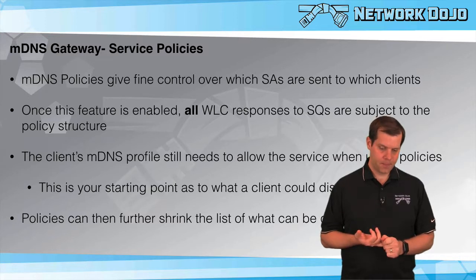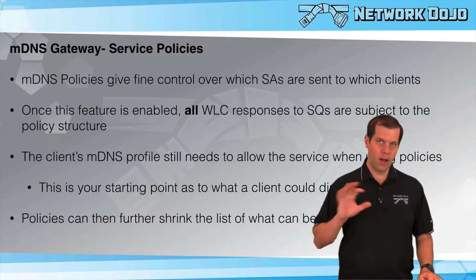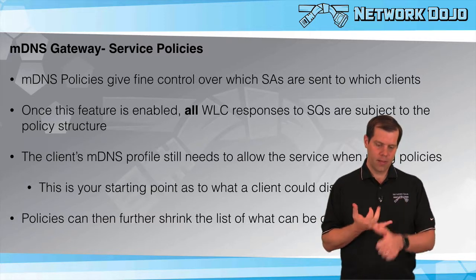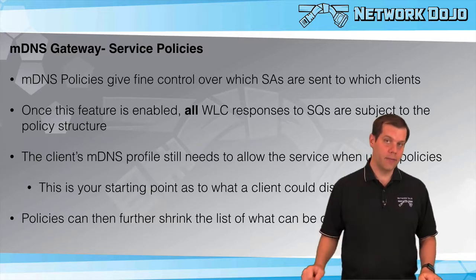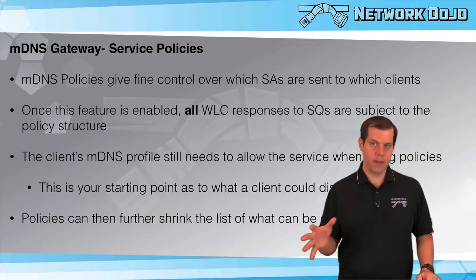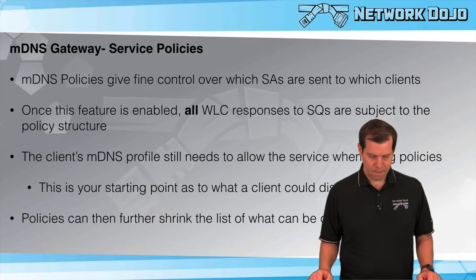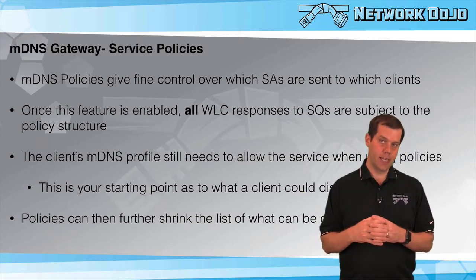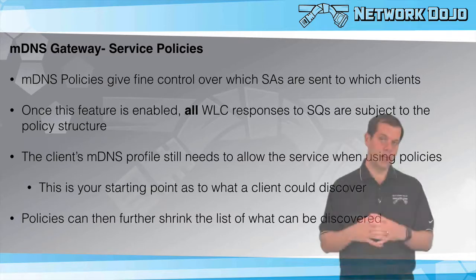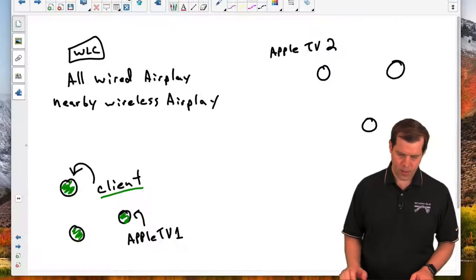But on top of that, then we have to match a policy that will allow it. And so we have to meet all of those criteria. We've learned about it, the mDNS profile allows for it, and then the client matches a profile that allows its advertisement out to that individual client. And if all of those are met, the client can learn about it. If one of those things is not met, the client cannot learn about it. And so policies just take what we would normally learn and potentially shrink the list down. It can't expand the list, it can only shrink the list. And so rather than read about it, let's take a look at it.